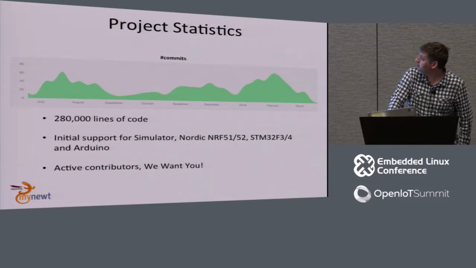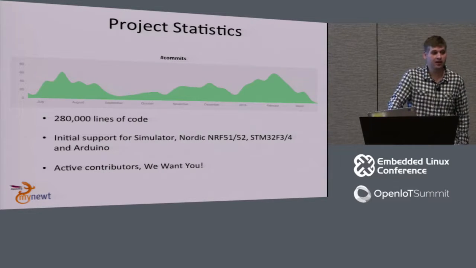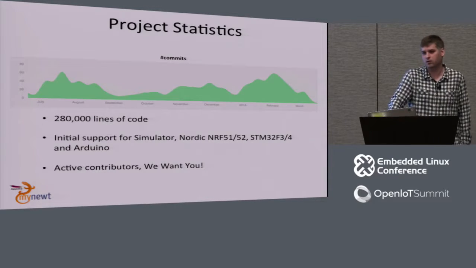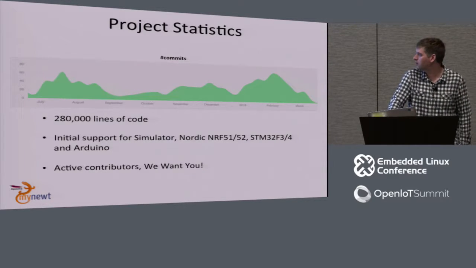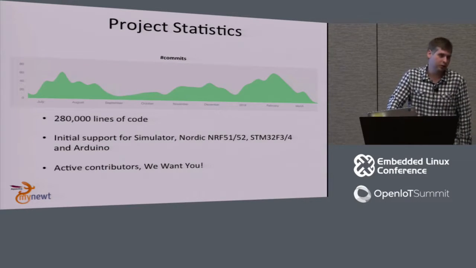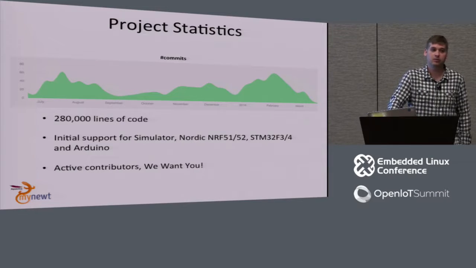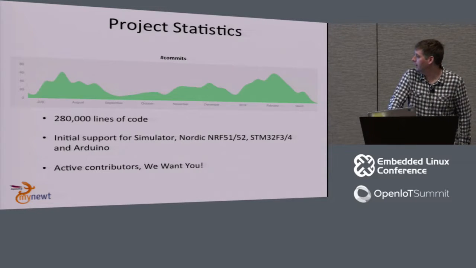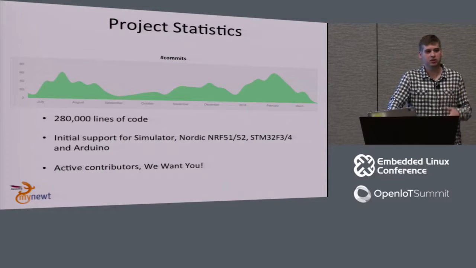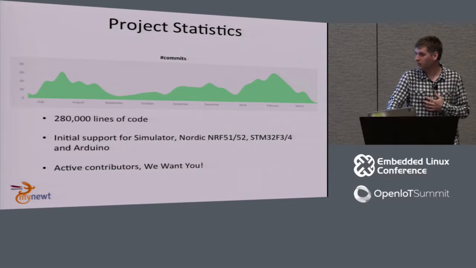And then there's initial support for a simulated platform on x86, the Nordic nRF51s and 52s. Those are the most popular Bluetooth chips. The STM F3s and F4s, those are the most popular Wi-Fi chips, and Arduino platforms, and we are adding platform support on a daily basis. We have about 10 active contributors, and we want you.